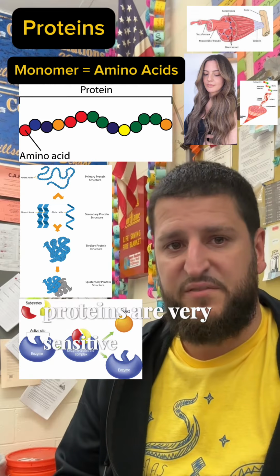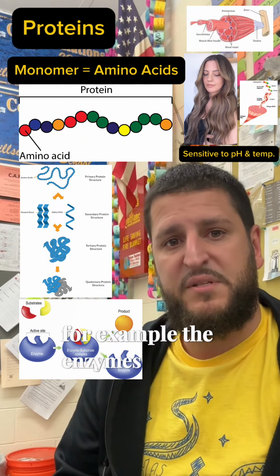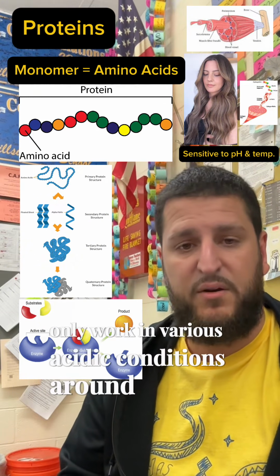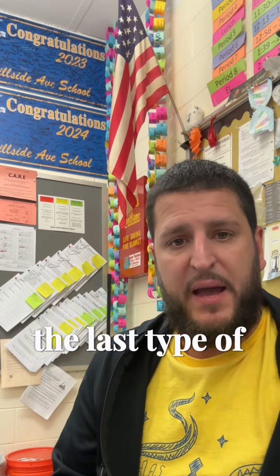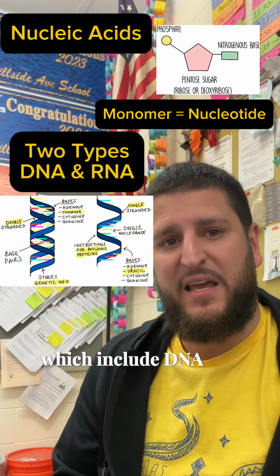Proteins are very sensitive to changes in pH and temperature. For example, the enzymes in your stomach that help break down food only work in very acidic conditions, around a pH of 2. The last type of macromolecule we'll explore is nucleic acids, which include DNA and RNA.